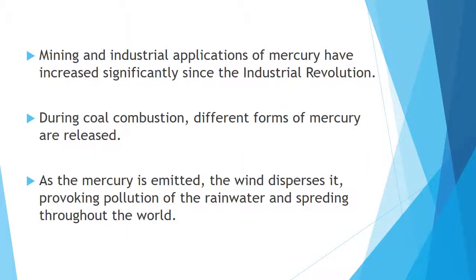Mining and industrial application of mercury have increased significantly since the Industrial Revolution. As said before, most often during coal combustion, different forms of mercury are released, and as the mercury is emitted, the wind disperses it, provoking pollution of the rainwater and spreading throughout the whole world.